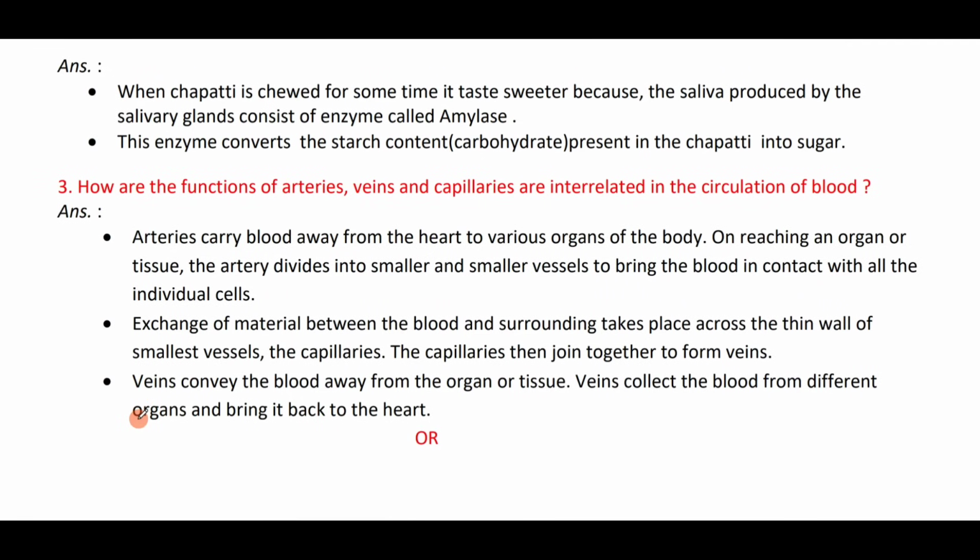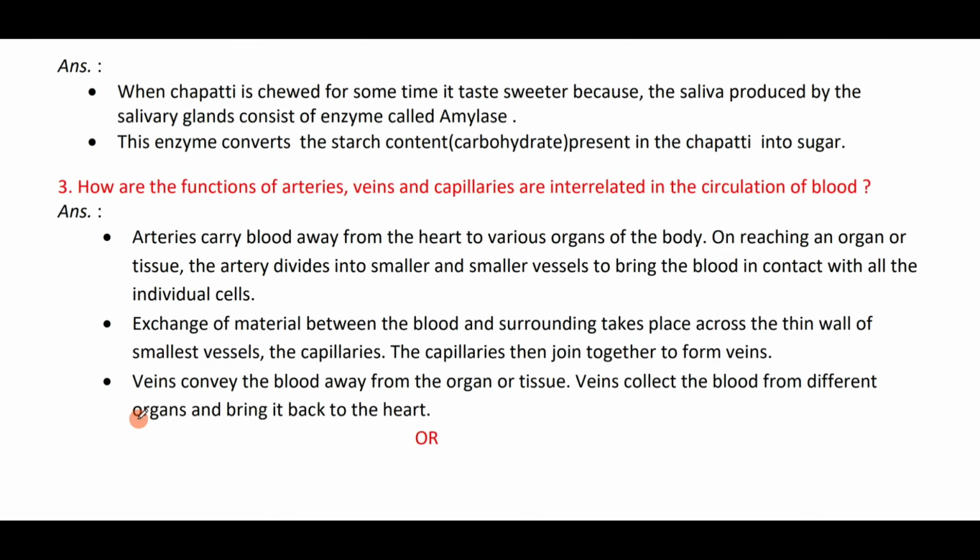How are the functions of arteries, veins and capillaries interrelated in the circulation of blood? Arteries carry blood away from the heart to various organs of the body. On reaching an organ or tissue, the arteries divide into smaller and smaller vessels to bring the blood in contact with all the individual cells. Dear students, arteries carry what? Blood away from the heart to various organs of the body.